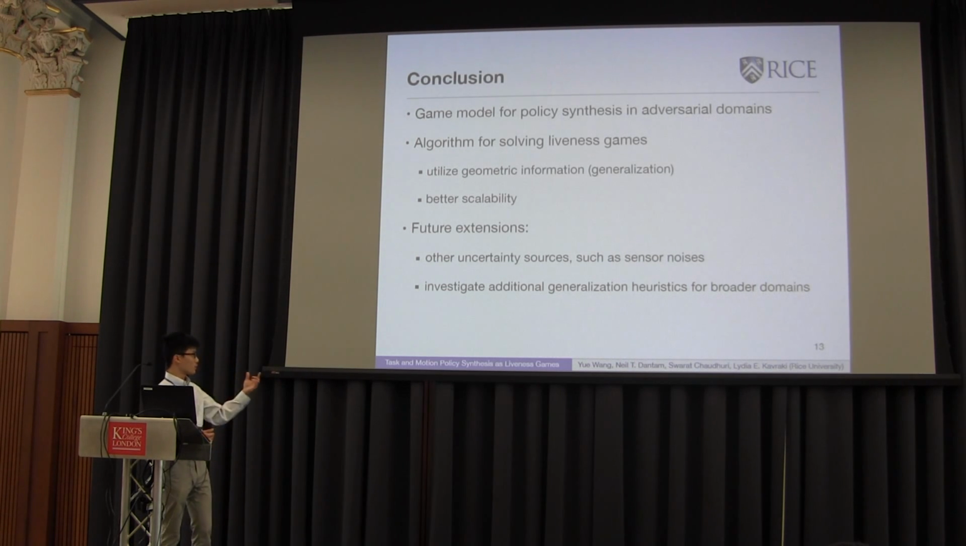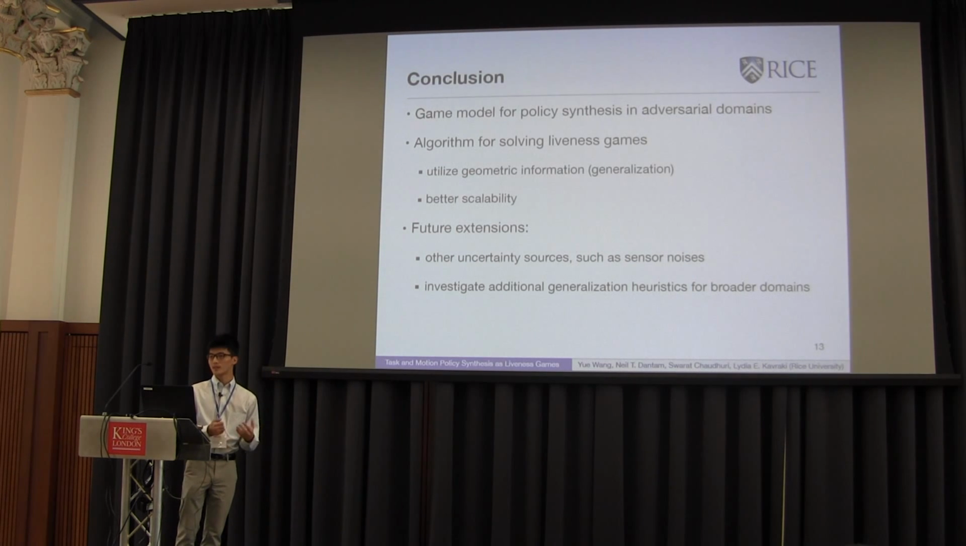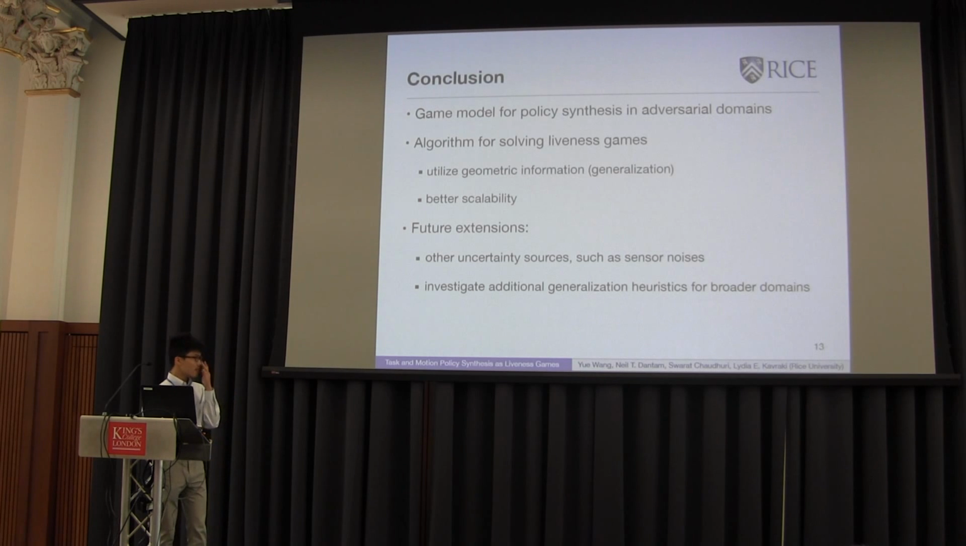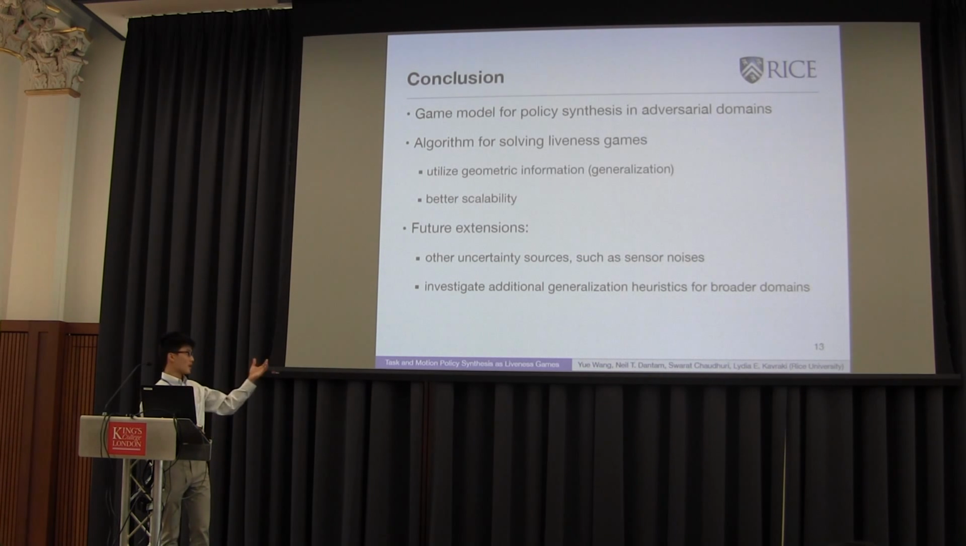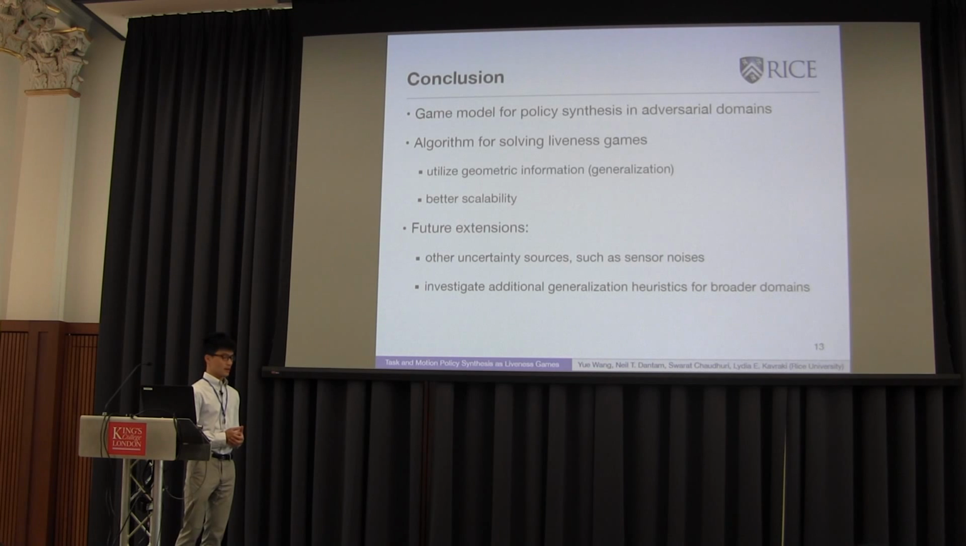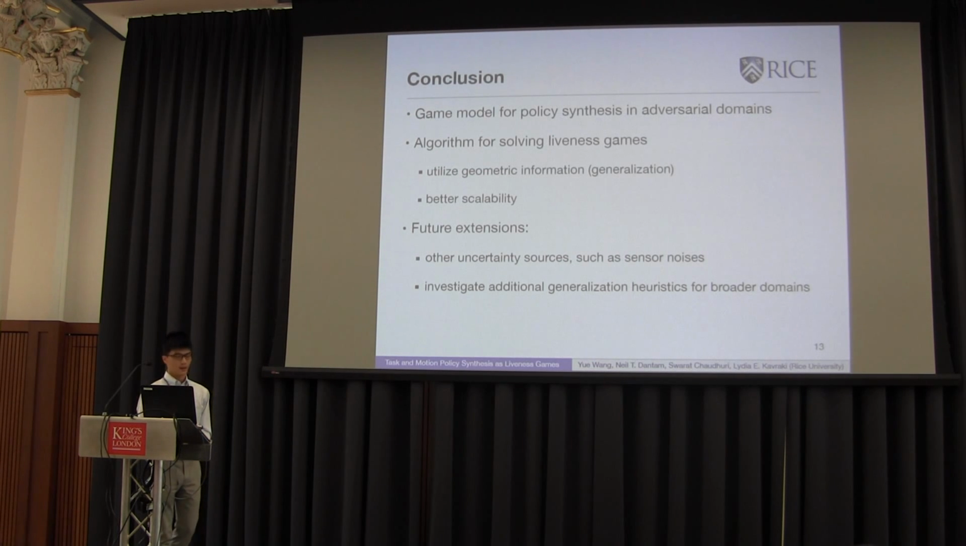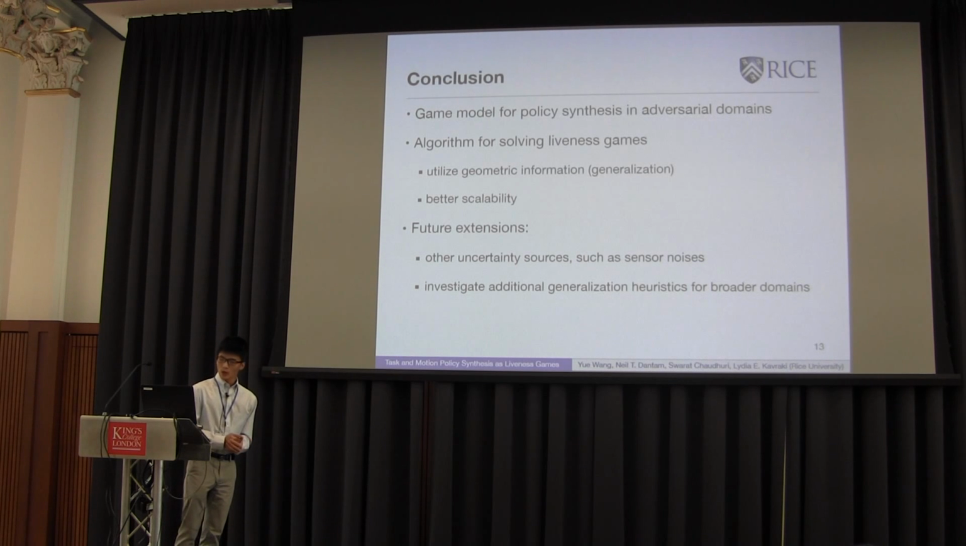For the future, we would like to incorporate more kinds of uncertainty sources, for instance, the sensor noise of the robot. In this work, we assume the robot has perfect sensing, but in the real world, there is always a lot of noise in the sensor. So how we can extend the current system to handle sensor noise is a very interesting direction. We also want to investigate additional generalization heuristics so that we can solve more problems in a broader domain.